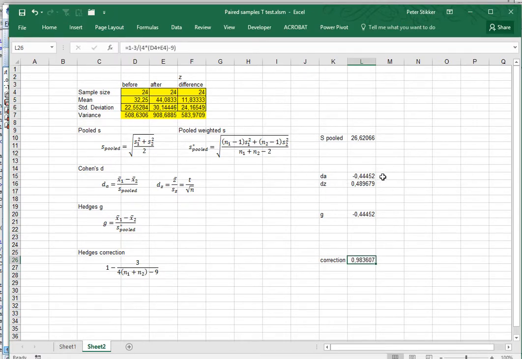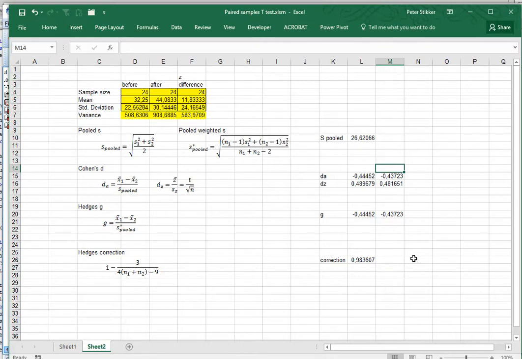So if we wanted the corrected version of each of these, we can simply say it's this value multiplied by this one, and here as well is this one multiplied by this one. You can use the dollar signs and then copy paste if you're in a hurry, but just for clarity I'll simply do it one by one. So these are the effect sizes regular, and these are corrected for small sample sizes.